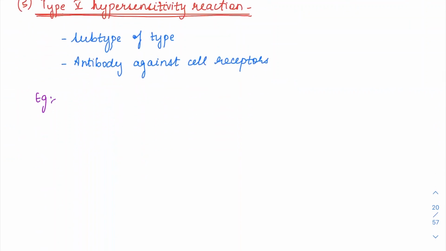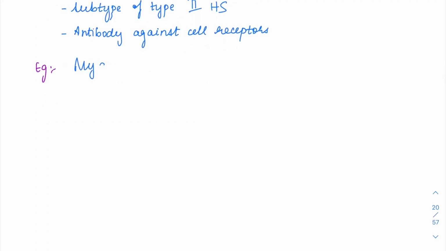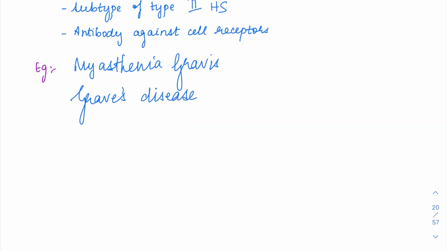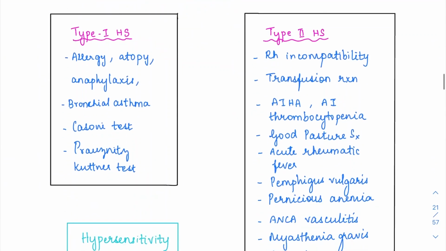Type 5 hypersensitivity is actually a subtype of type 2 hypersensitivity only. Here again, antibodies are going to be produced against a cell receptor. So both Myasthenia gravis, which has antibodies against the acetylcholine receptor, and Graves' disease, which has antibodies that actually stimulate the TSH receptor without the hormone, are going to be called type 5 hypersensitivity reaction. Actually, it's basically a subtype of type 2 hypersensitivity only.